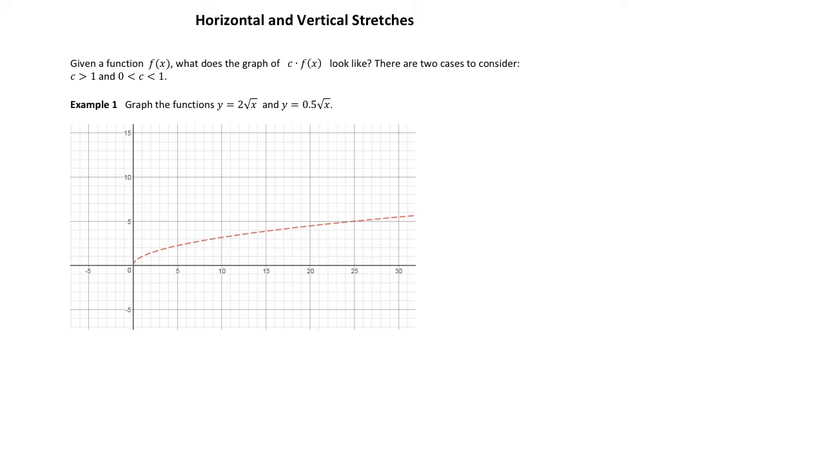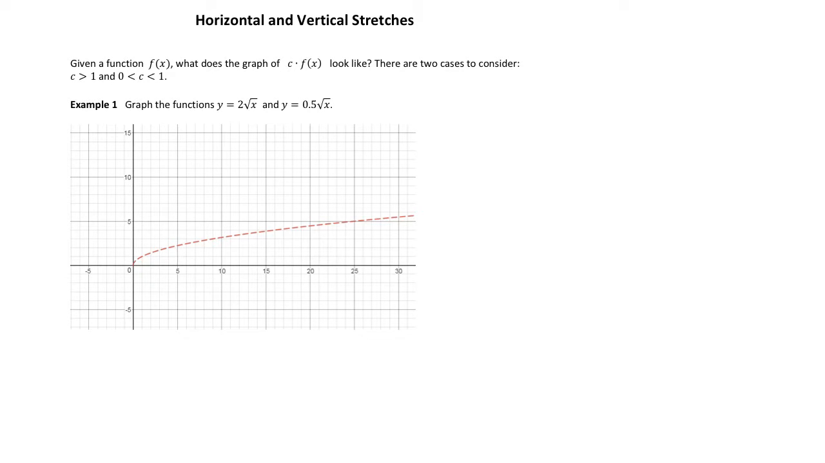In this lesson, we're going to see what multiplication of a number does to a graph. So again, we're starting with the function f of x, but this time we're going to multiply the function by a number c. The number could be bigger than 1, or it could be between 0 and 1, and that's going to give us two separate cases.